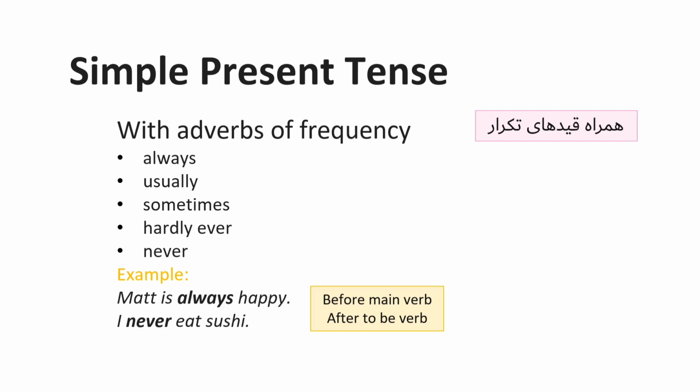As you see here, the verb is, and adverbs of frequency normally come after the to be verb. So Matt is always happy. Or I never eat sushi. The verb in this sentence is eat. And adverb of frequency never comes before the main verb. I never eat sushi. So let's make a rule here. Adverbs of frequency are used before main verbs and after to be verbs.